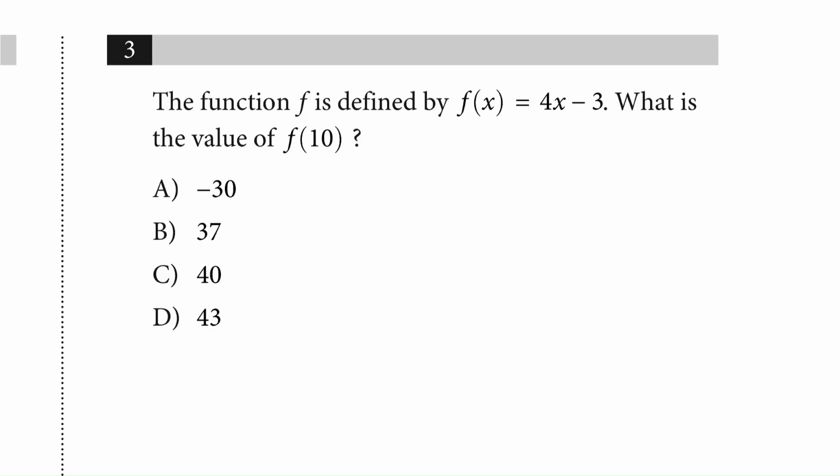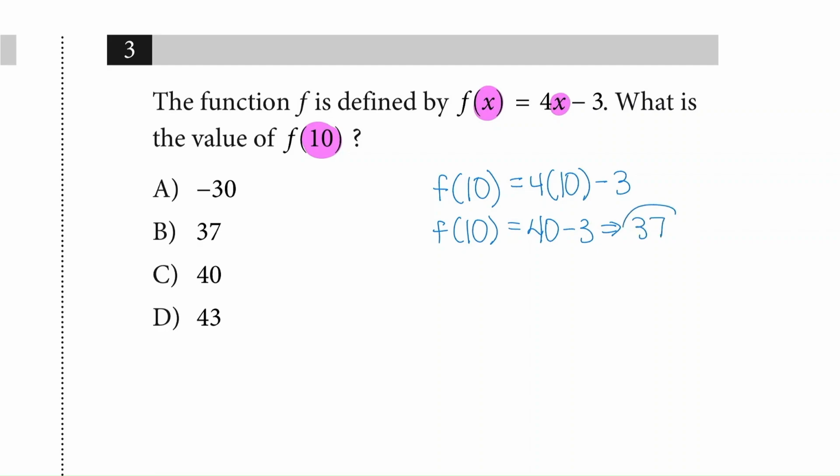The function f is defined by f of x equals 4x minus 3. What is the value of f of 10? What we're going to do here is plug in this value 10 everywhere that there is an x in the problem. So we're going to have f of 10 equals 4 times 10 minus 3. So f of 10 is equal to 40 minus 3, which is 37.